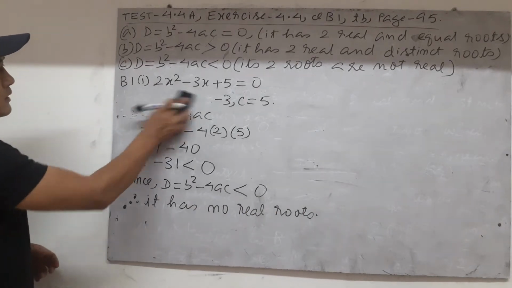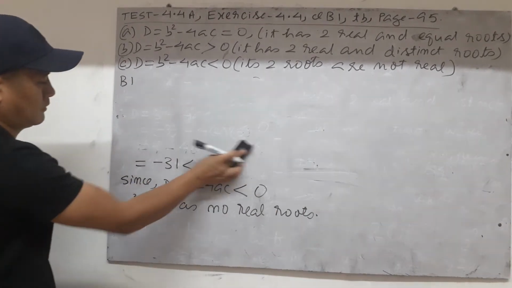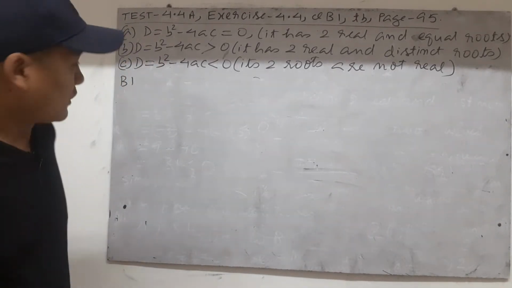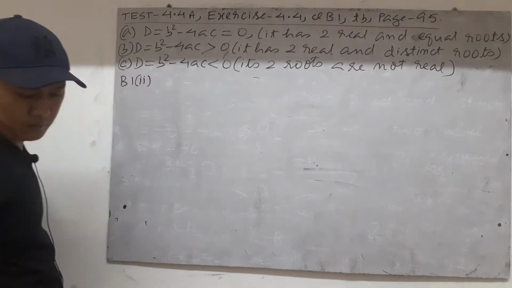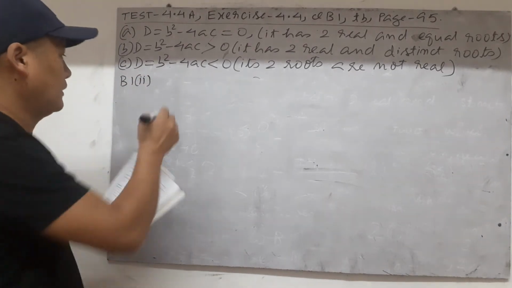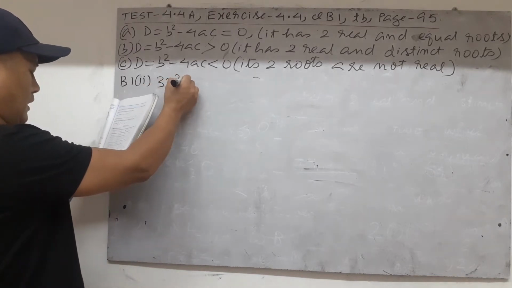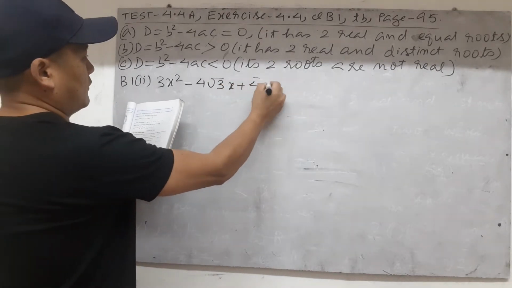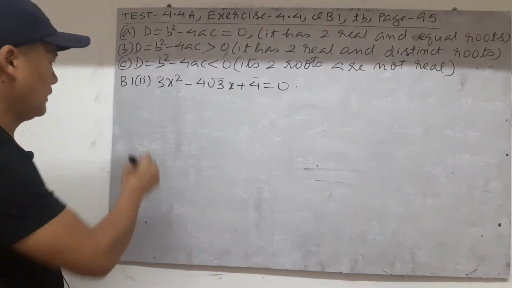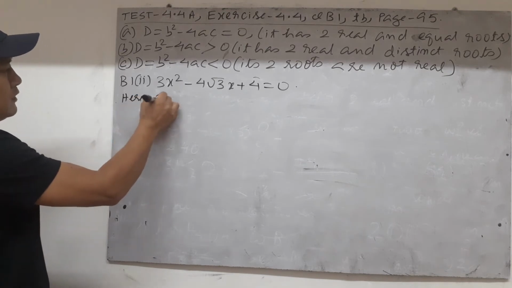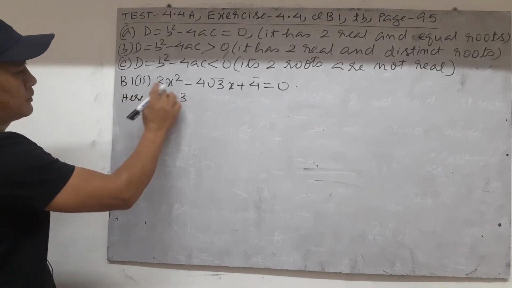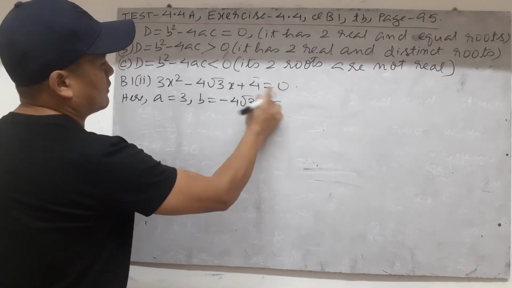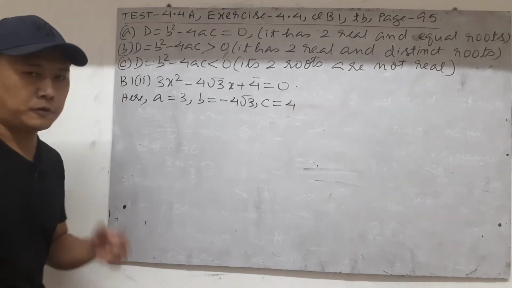Okay, let's try the next one. Subheading 2. See, 3x square. Okay, follow me. 3x square, the same question in your textbook, page 95, minus 4 root 3 x plus 4 equal to 0. So as we've done just now, our first job is to find out the coefficients. A, in front of x squared, is plus 3. B is the coefficient of x, in front is minus 4 root 3. And c is the third term, plus 4.